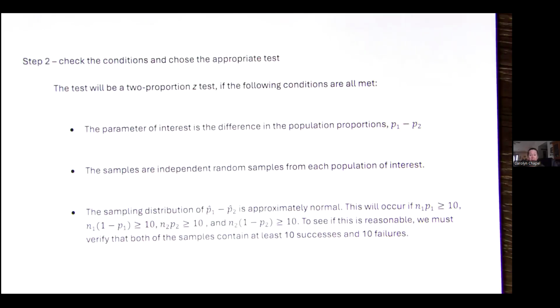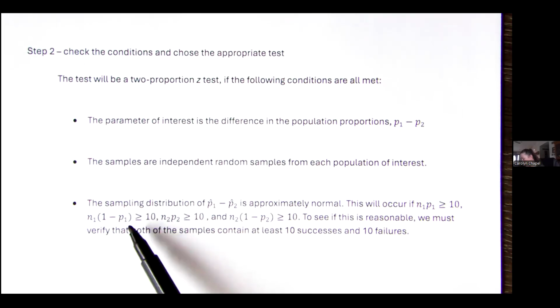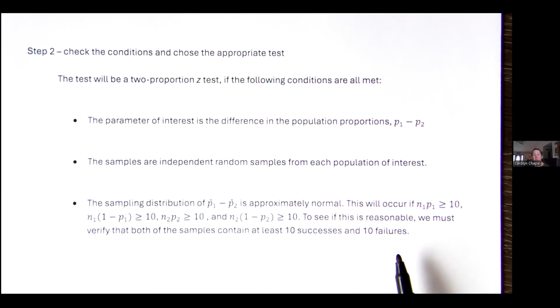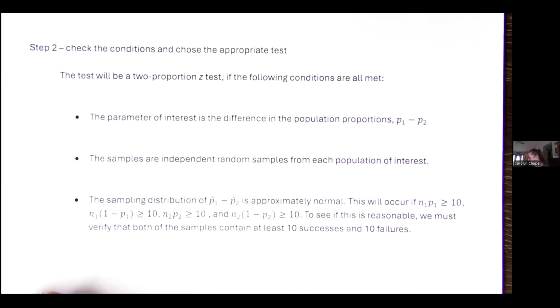Okay. The other thing that I need to make sure happens is that all of those little pieces, like we did before, are bigger than 10. So if we take N1 times P1 and N1 times 1 minus P1, N2 times P2, all of these things have to be bigger than 10. So we want to make sure that every sample has more than 10 successes and 10 failures. If that's not the case, then we can always do the tests, but the results may not be valid. Okay, so we're going to check that in this case.